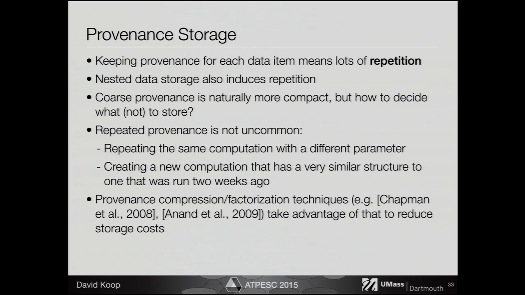But the idea of repeated provenance is not uncommon, right? Even if you're not just keeping track of the same thing over and over again, you may have the same computation, but you just change one parameter. The provenance for those runs may look very similar, even though the dates are slightly different. The parameters, the outputs might be a little bit different. The same general path is going to be followed. The graph structure of that provenance is going to be similar. And then you may also have things where you create a new computation, but it has a similar structure to something somebody ran 2 weeks ago. You may be able to use some techniques to factor that out.